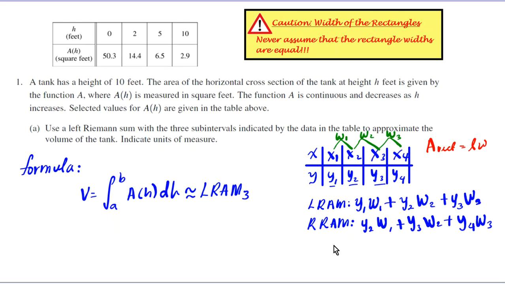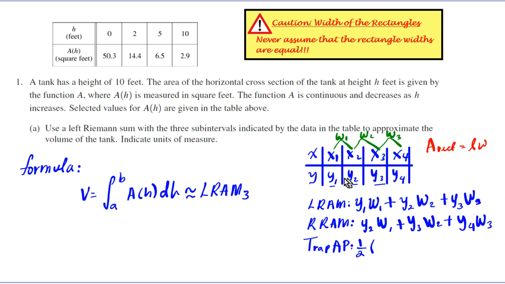How about the midpoint rectangle approximation? For the midpoint, all you simply do is you average y1 and y2, y2 and y3, y3 and y4. That will be your lengths, and then w1, w2, and w3 will be there. In most cases, when they ask you for midpoint, they normally have a situation where you have a value in the center of your widths. How about your trapezoidal approximation? Trapezoidal approximation, you have 3 trapezoids, right? So you're going to compute 1/2 sum of parallel lines times height.